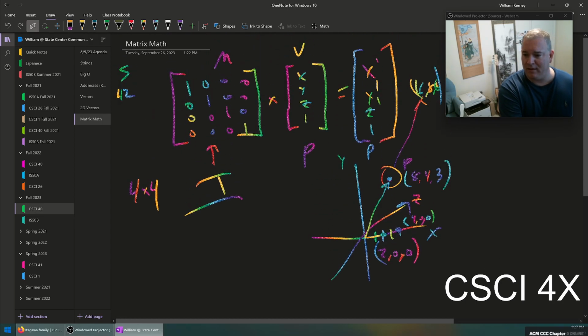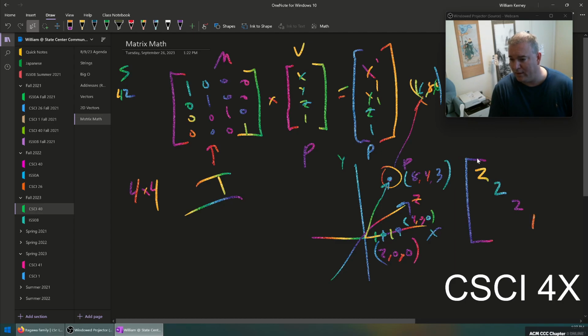Okay. So let me show you the matrix that you would use to do scaling. It's going to look like this: 2, 2, 2, 1, and then everything else is a 0. So you're going to have zeros filling in the rest of the places. That scales the x direction by 2, the y direction by 2, and the z direction by 2. If you want to have non-uniform scaling, all these 3 numbers can be different.